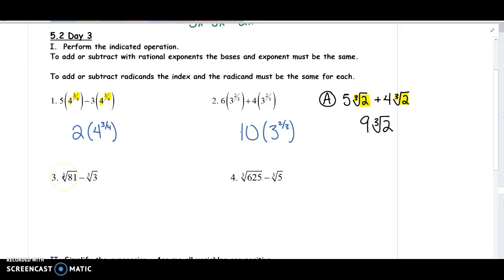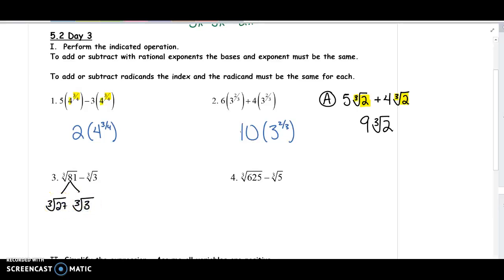Notice the index is the same. Is the radicand the same? No, so we can't currently add these. But using what we learned yesterday, we could simplify the cube root of 81. Look in your thirds column. See if you can find any number smaller than 81 that we could split 81 into. 27.